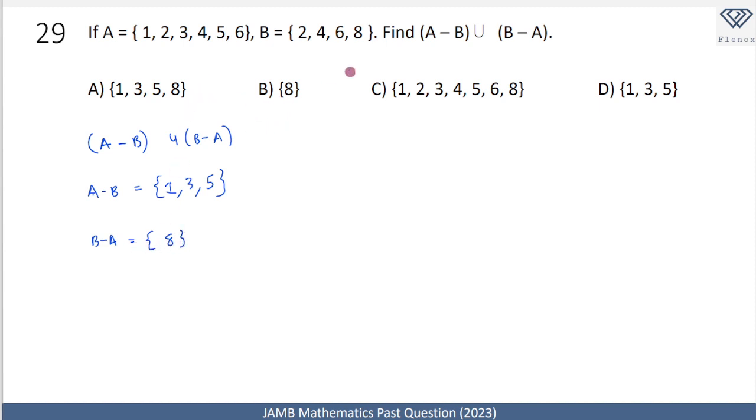Now, what does the union? So now the question says we should find the union. So that means we should combine both of those sets together. So combining this and this together just gives us the combination of their two sets, and that becomes what? 1, 3, 5, and 8. And that makes option A the correct option.